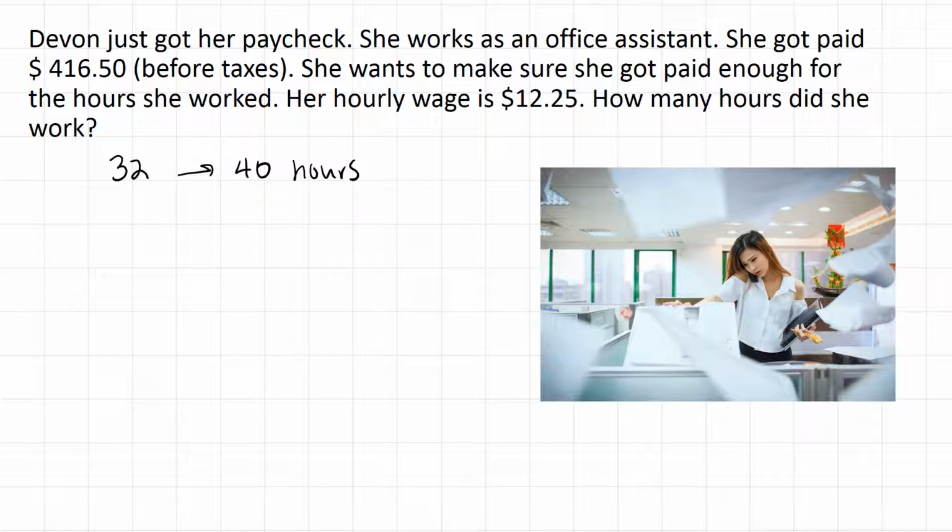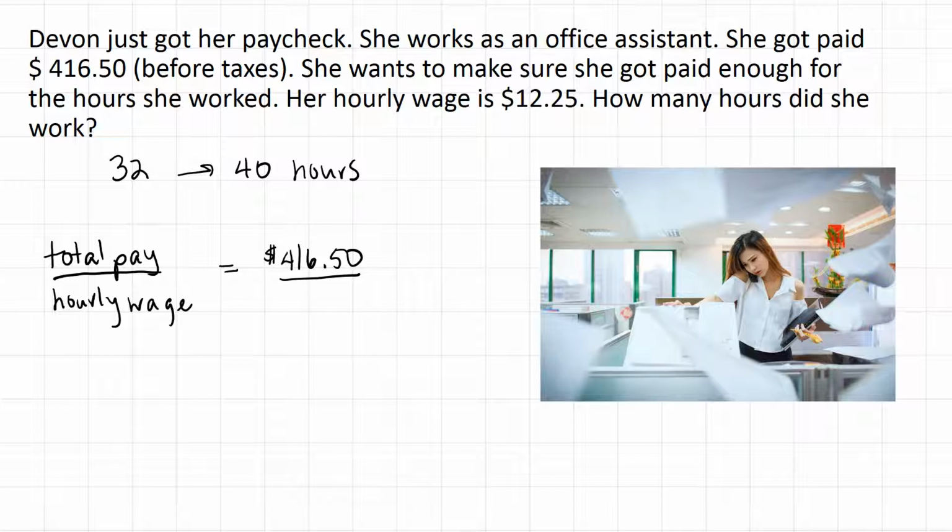So to do this problem, we take the total pay and we divide it by the hourly wage. So the total pay is $416.50, and we divide it by the hourly wage, which is $12.25. It's a division problem, and it works out to be 34. Now remember what we were solving for, how many hours. So this answer means she's worked 34 hours that week.